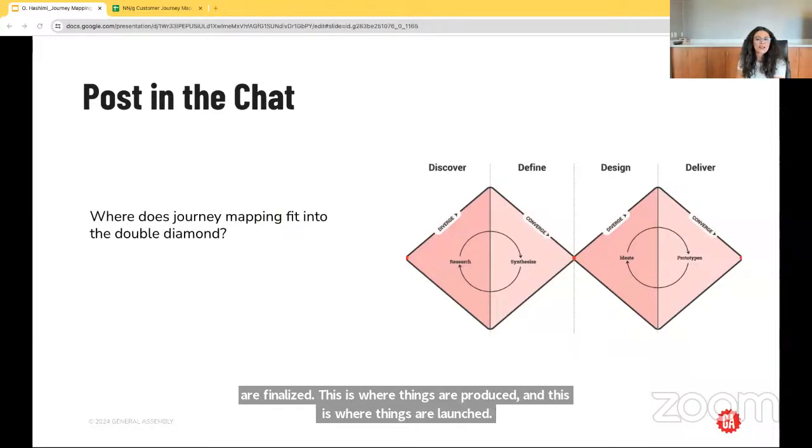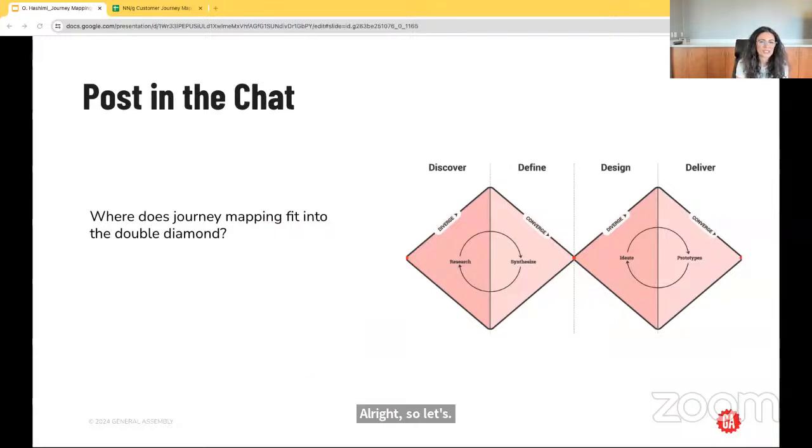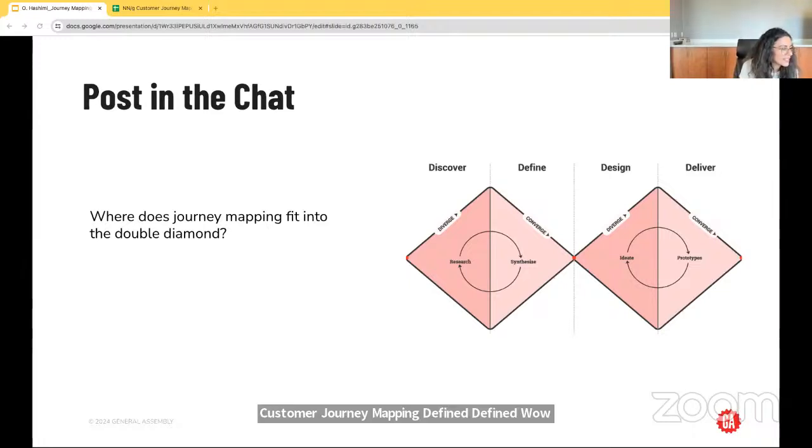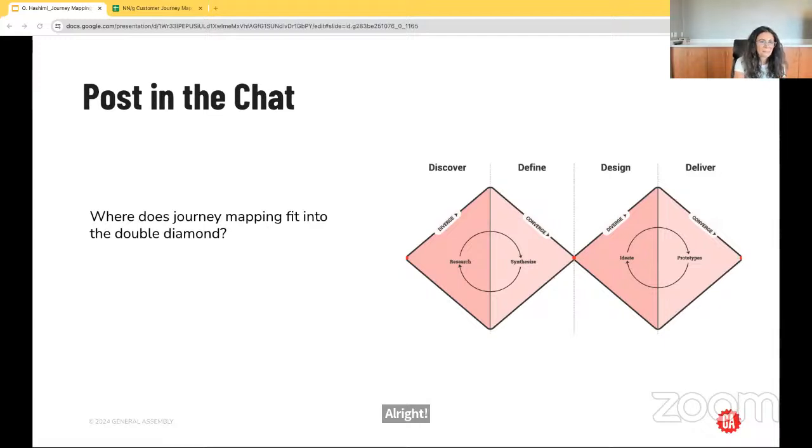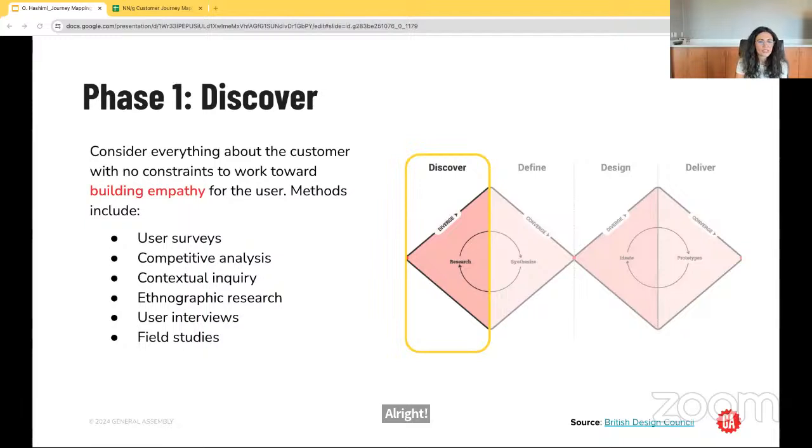All right, so let's see how well y'all have been paying attention. This is just a fun question for you to answer in the chat. Where does journey mapping fit into the double diamond? Start to put our critical thinking hats on and see where we can pin customer journey mapping. Define. Wow, okay. Lots of defines. Okay, I see y'all. All right. So I'll answer that question in a few.